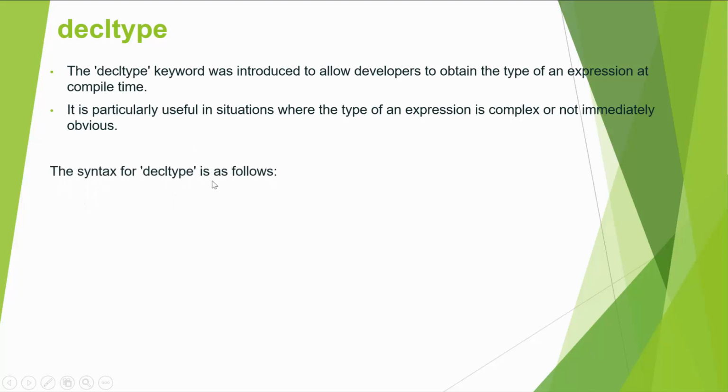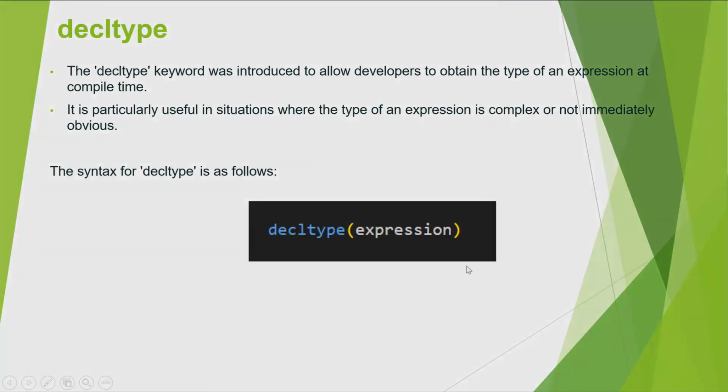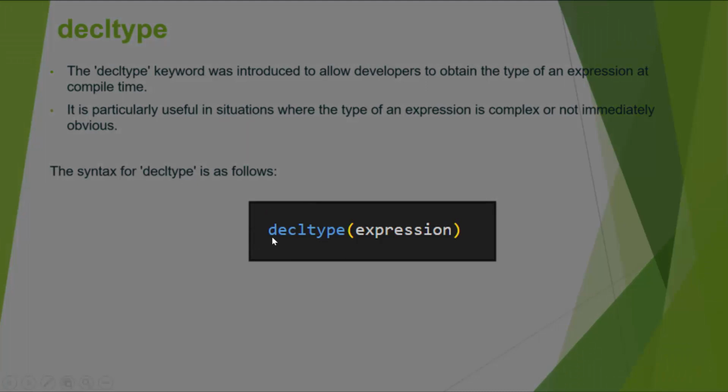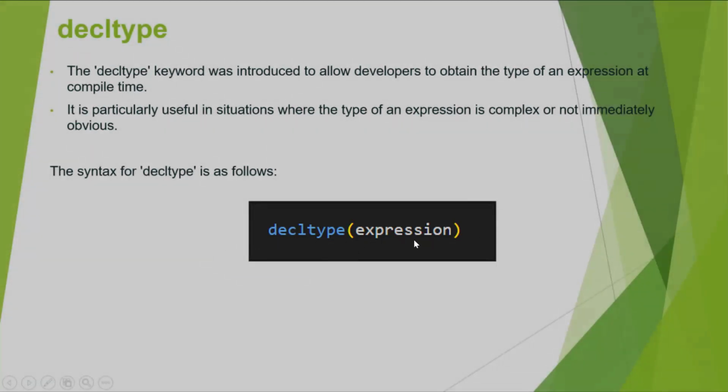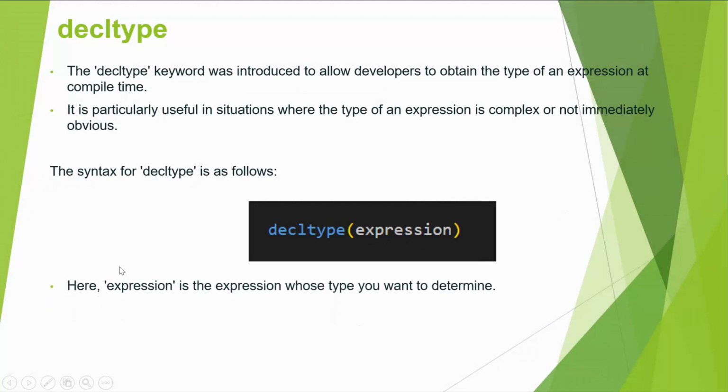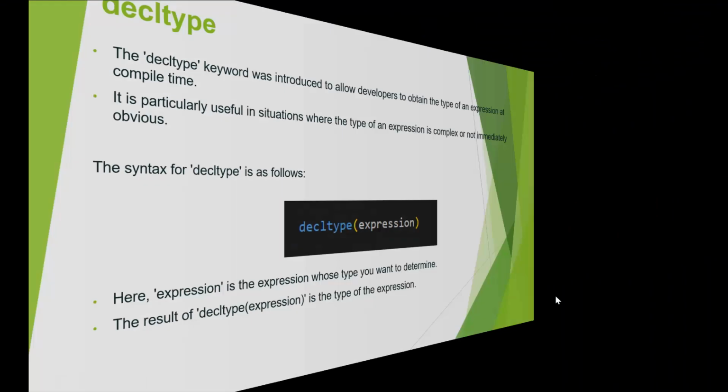Not immediately obvious means it is not an integer, float, double or string, which is easily identifiable. Now the syntax for decltype is as follows. You can see in the screenshot we have to use the decltype keyword and then pass the expression, and it will deduce the data type of this expression. Here, expression is an expression whose type you want to determine. The result of a decltype expression is the type of the expression. This is nothing but the data type.